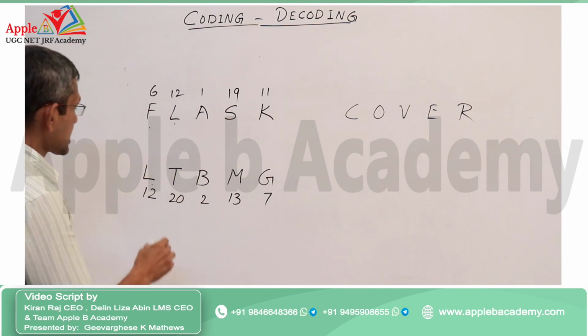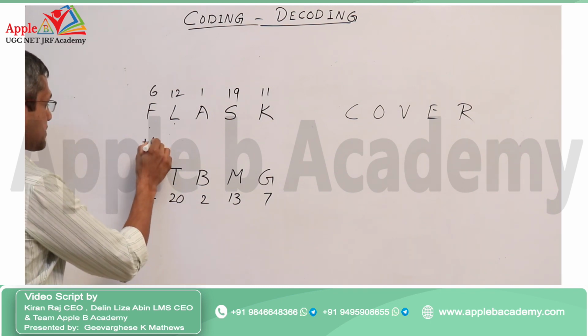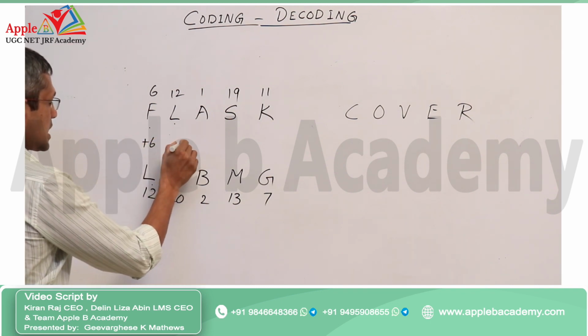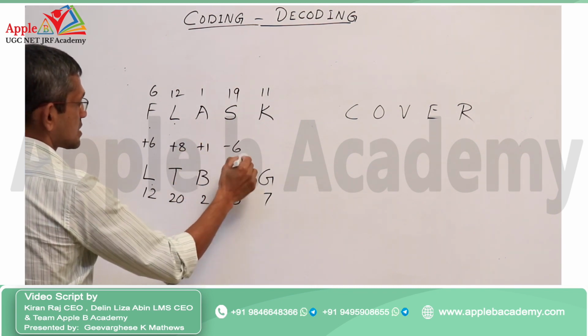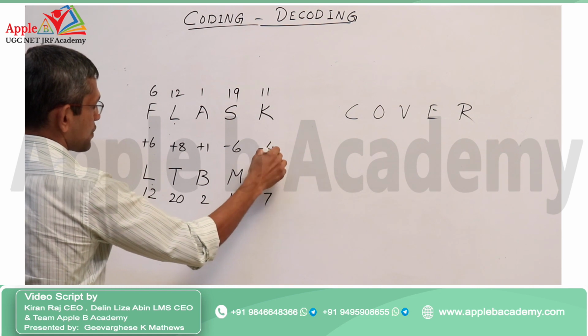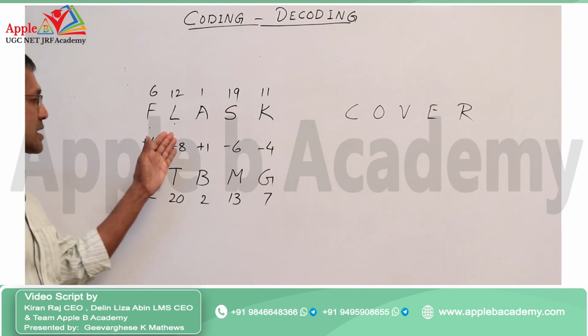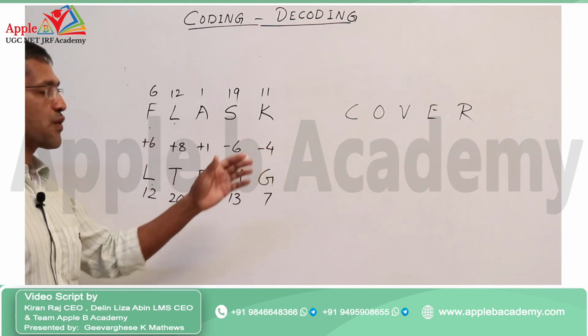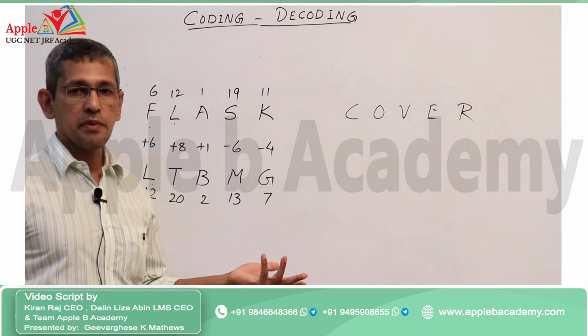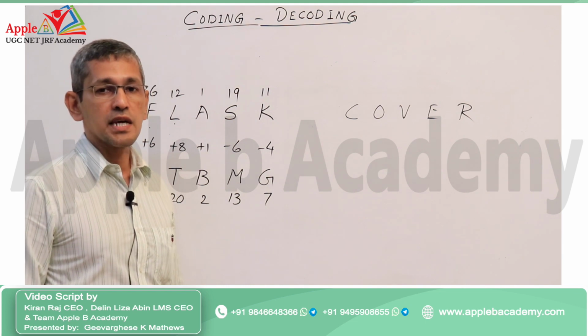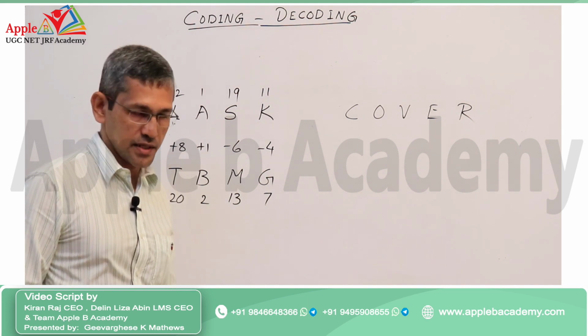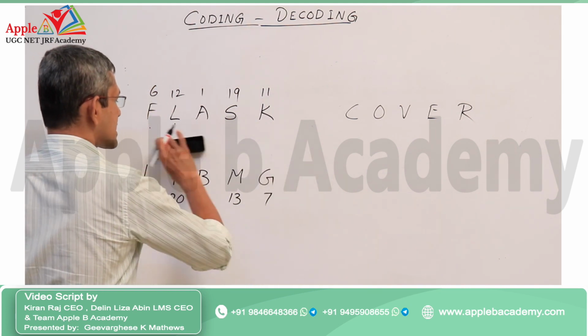So if you try the pattern, this is plus 6, plus 8, and this is plus 1. And this one is minus 6, and this one is minus 4. Okay, 6, 8, 1, minus 6, 4. We don't see any kind of pattern there. But at the same time, I'm pretty sure some of you might have seen the pattern in between. So what is the pattern?